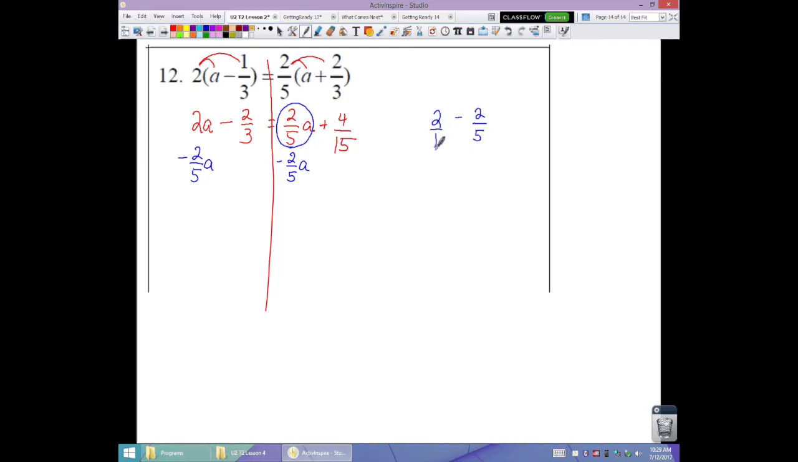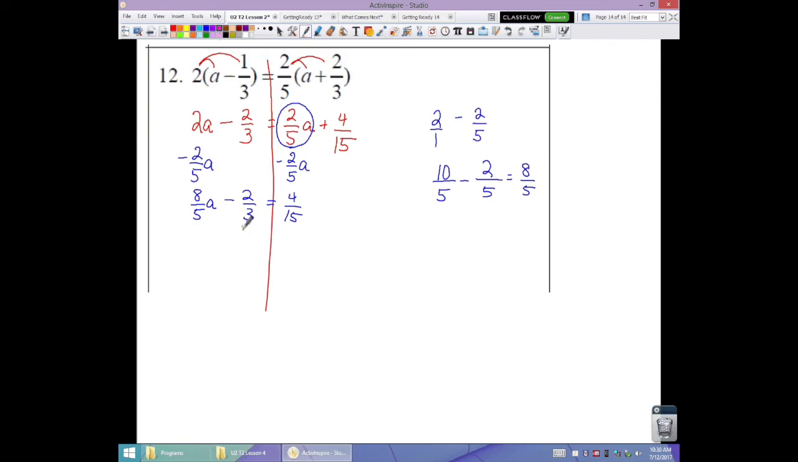So this is really 2 over 1. I need common denominators. The common denominator for 1 and 5 would be 5. So both of these fractions need to end up with denominators of 5. This one doesn't need to change. If I multiplied that 1 by 5 to change this denominator, then I have to do the same to the numerator. 2 times 5 would be 10. So 10 over 5 minus 2 over 5 is 8 over 5. So I am left with 8/5 a. I still have minus 2/3. And on the right, I have 4/15.